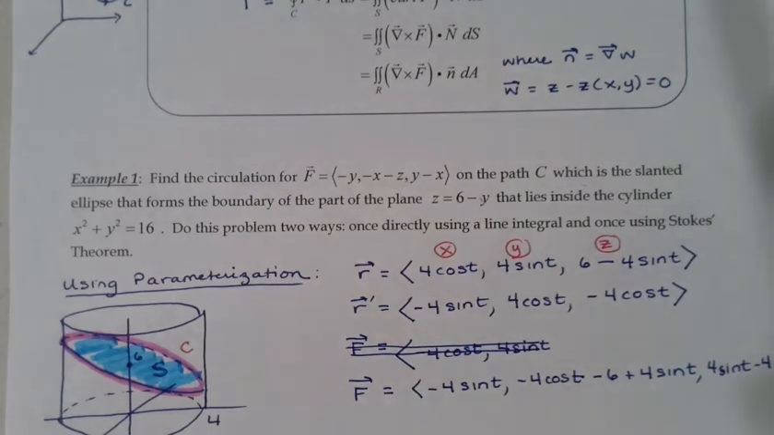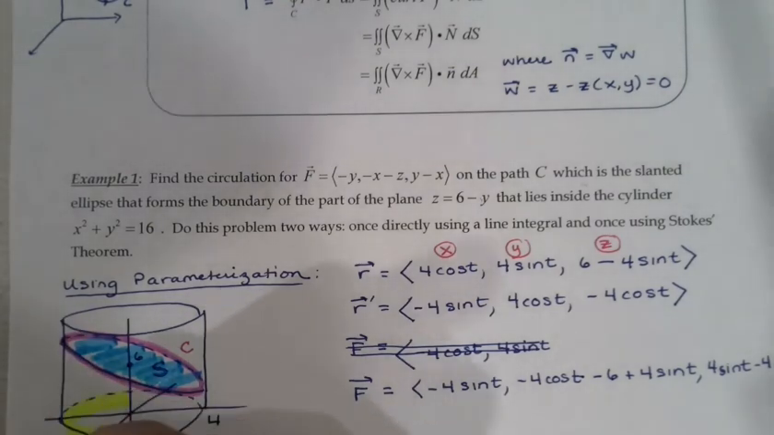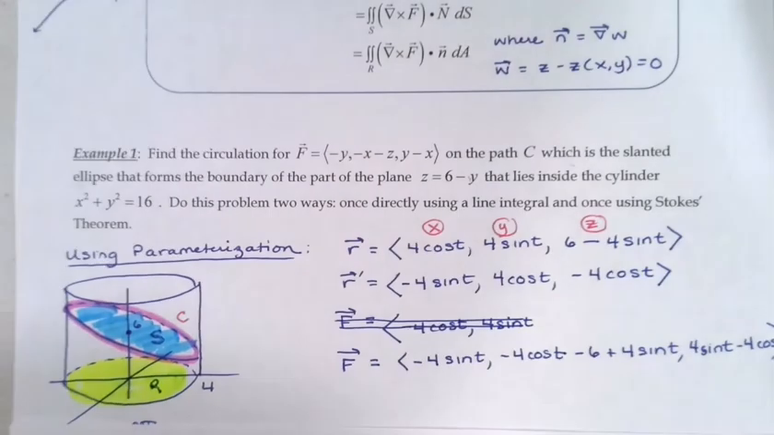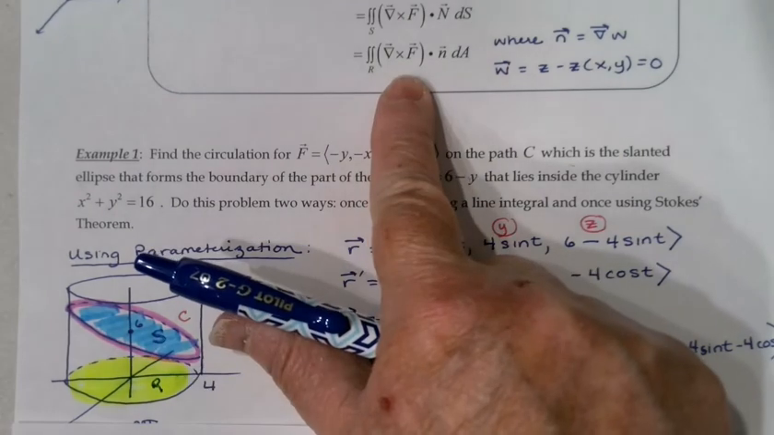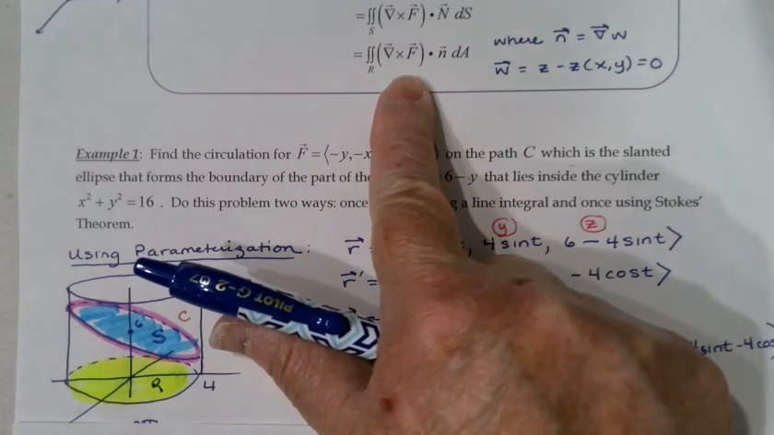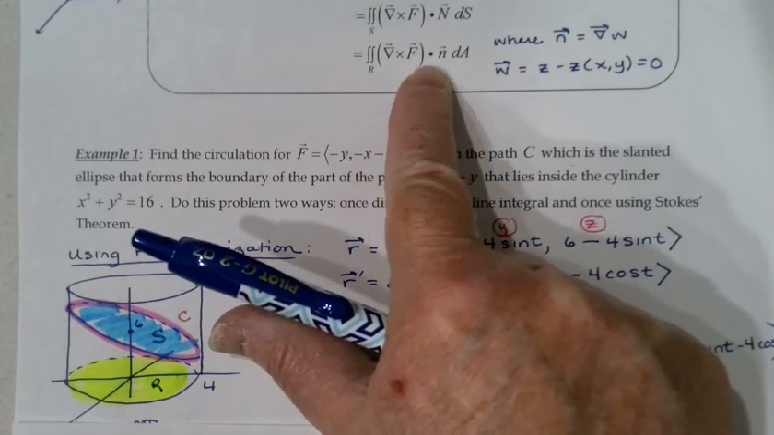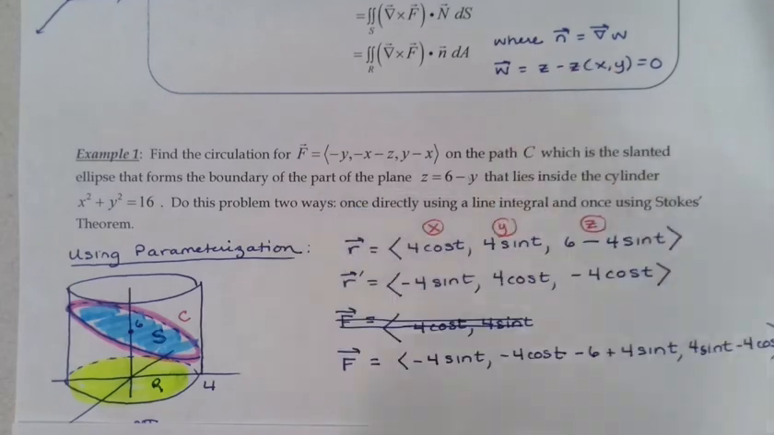R is the projection down into the XY plane. So R is going to be this circle of radius 4 down here. And according to Stokes' theorem, what I need to do to calculate my circulation is to take the curl, gradient cross f, dotted with n, where n is the gradient of w.